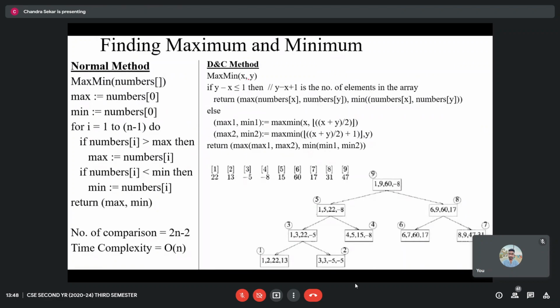And then another example, finding the maximum and minimum element in a given array. So generally, the procedure without divide and conquer would be something like this. Given an array, what will be the highest value and the least value in the given array?